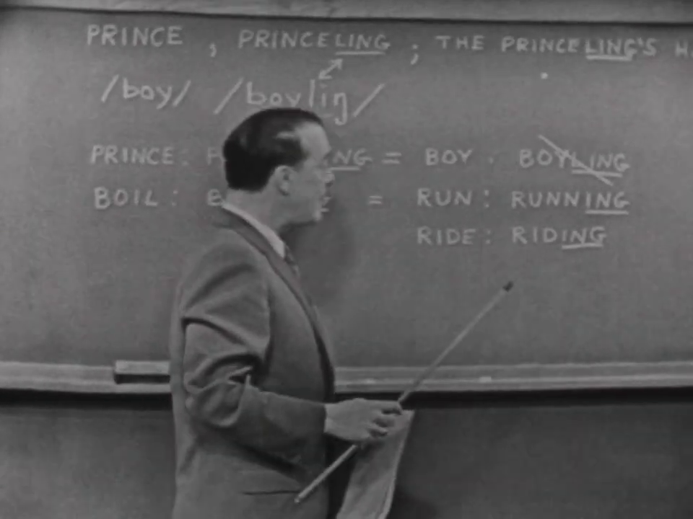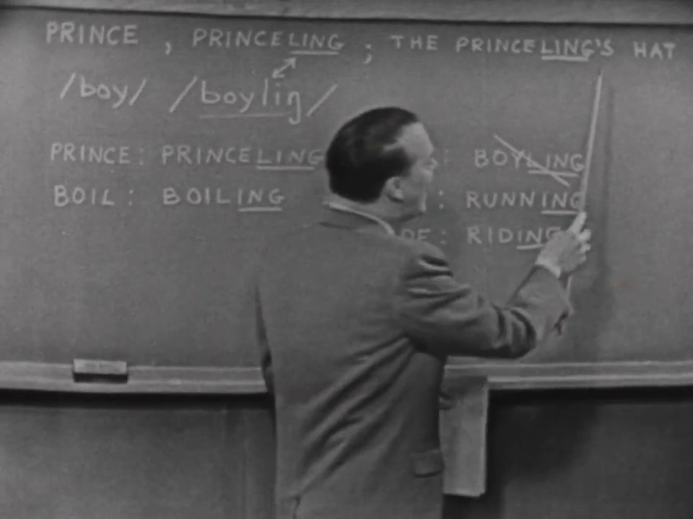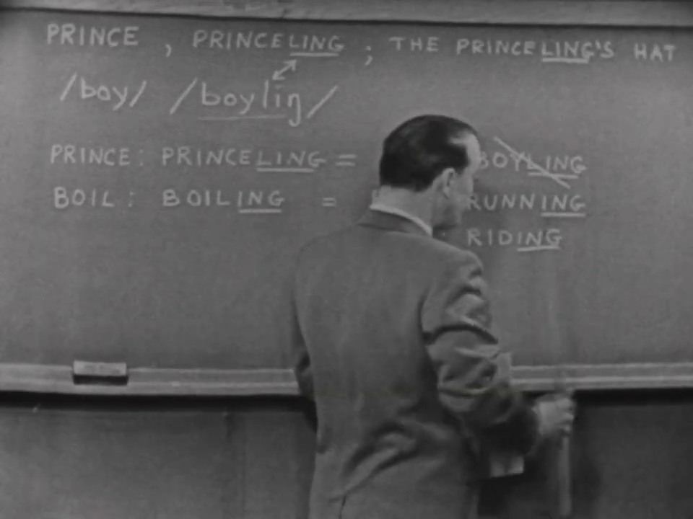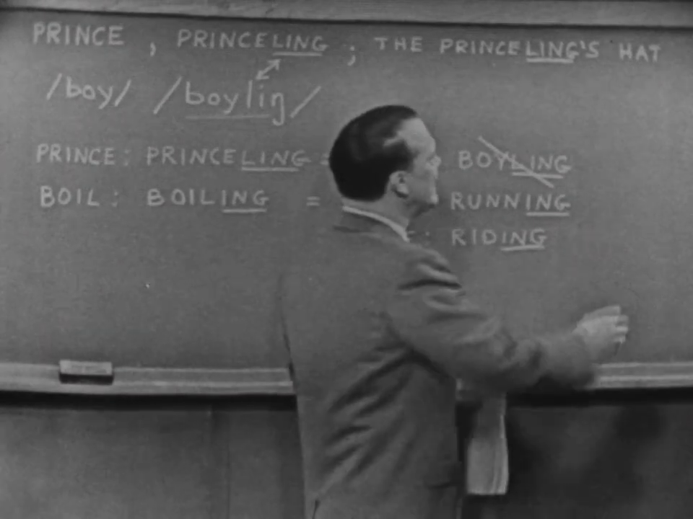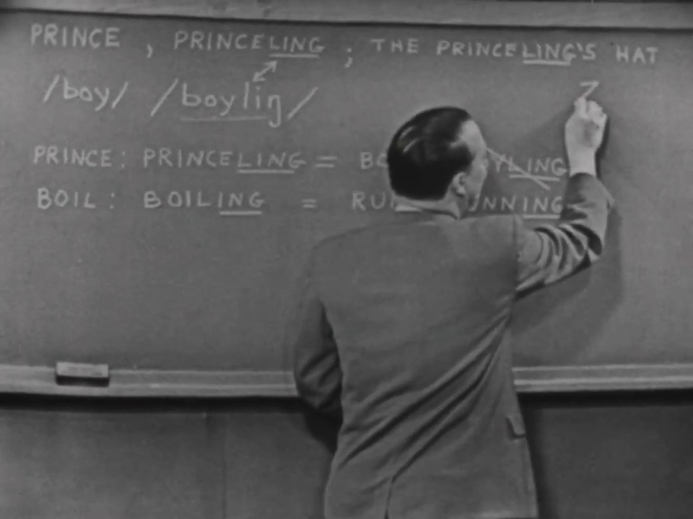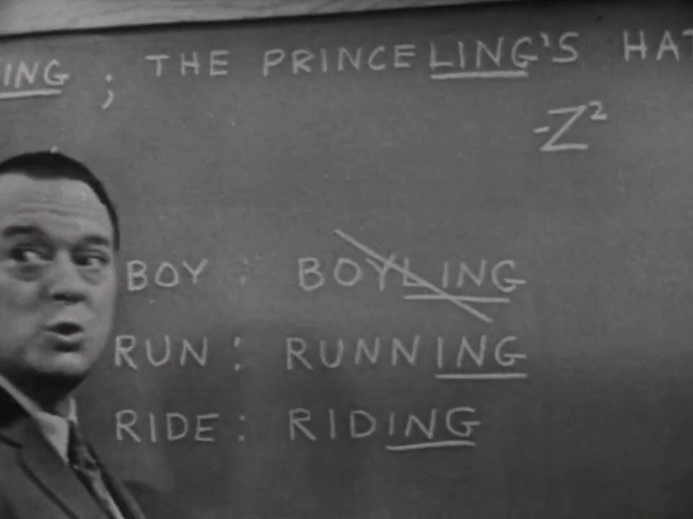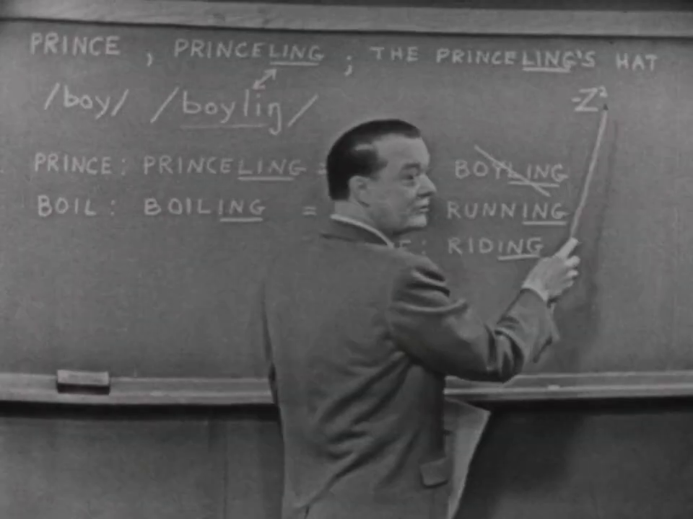And we notice over here that we can say, for instance, the princeling's hat. And we've actually added another morpheme here to the end. This particular one, incidentally, is not the plural morpheme, this one with the apostrophe S. It's another morpheme, the morpheme of the possessive, which we can call morpheme Z2 as a cover class to distinguish it from morpheme Z1, the princeling's hat.